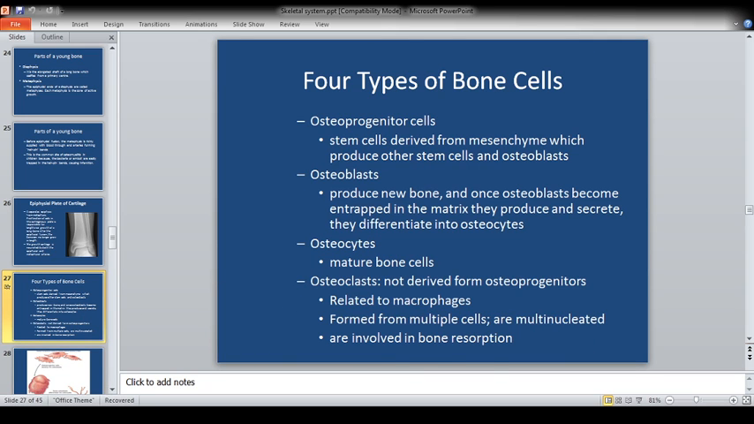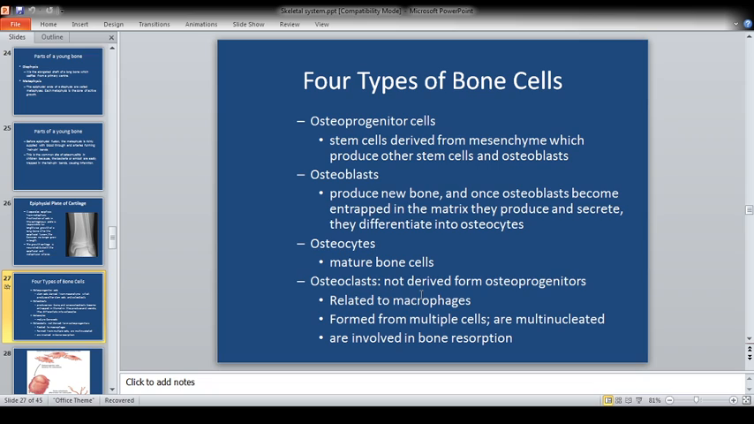So there are 4 types of bone cells that are present in bones. The osteoprogenitor cells, which are the stem cells derived from mesenchyme, which produce other stem cells, and osteoblasts. Now remember, osteoblasts are you can say immature bone cells which would produce new bone. Osteoblasts are actually secreting matrix, and when they become entrapped in that, they would be known as osteocytes, which are mature bone cells. Osteoclasts are not derived from osteoprogenitor cells.